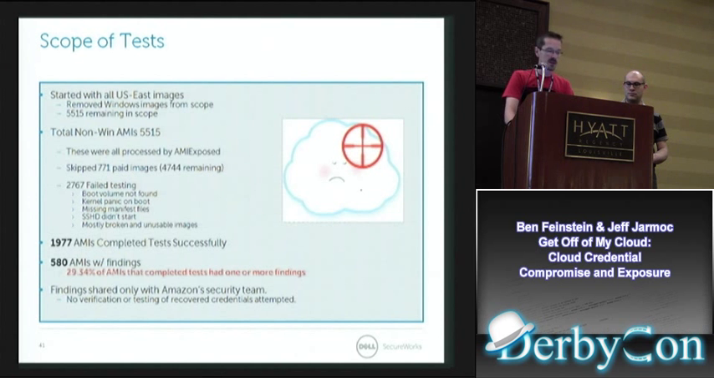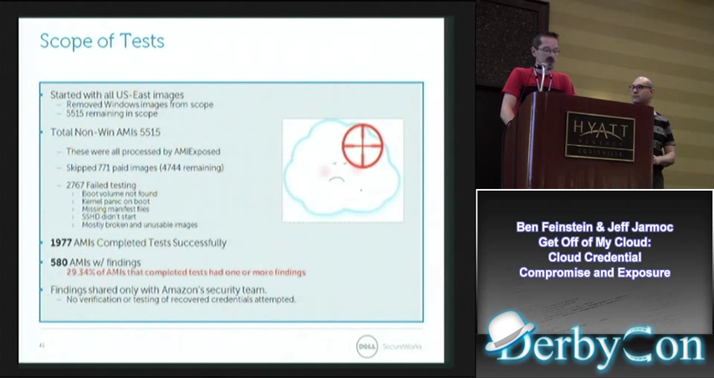So let's talk about the scope of the testing that we did. We started out with all US East images that were available at the time that we were running this. Removed the Windows images from the scope, and we're left with 5,515 images in US East. So that's all non-Windows images. Am I Exposed processed all of those and found that 771 of them were paid images, so it just basically skipped those. So that left us with 4,744 images in our scope.